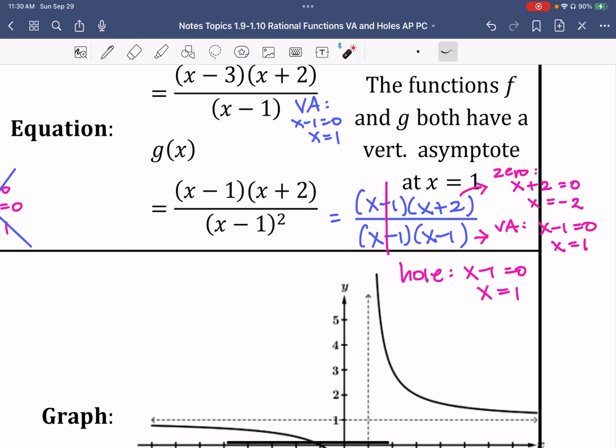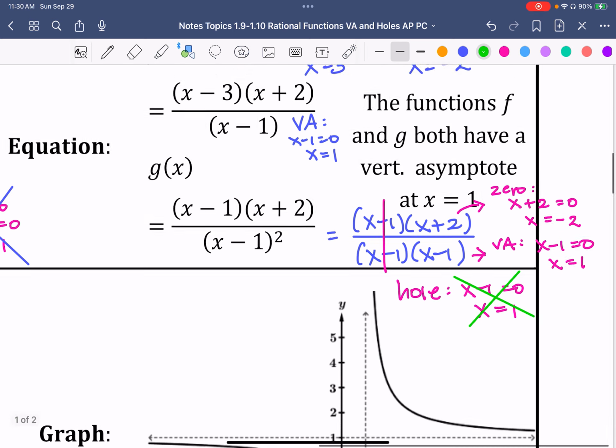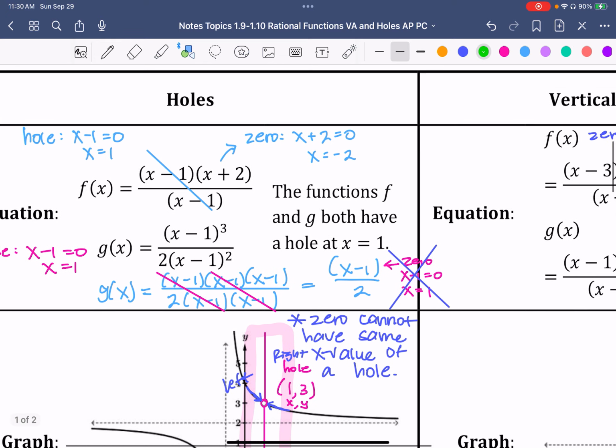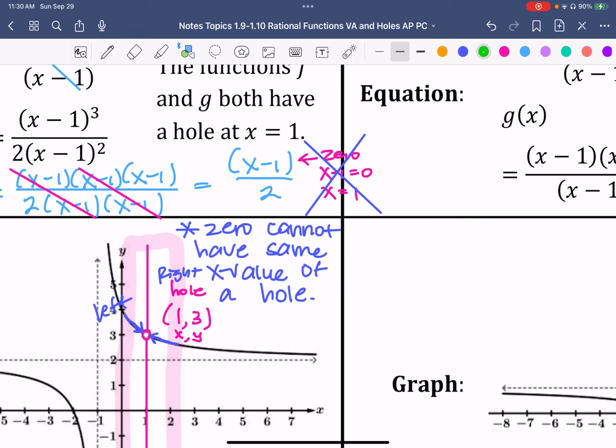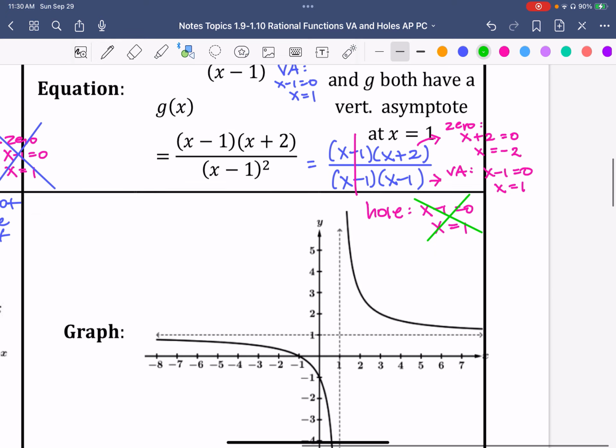Now notice that we have a vertical asymptote and a hole both at x equals 1. When that happens, it is not possible. Think of a vertical asymptote as being the strongest of all of these. It is going to completely overpower this hole, making the hole non-existent. So the same way that on this side we could not have a 0 and a hole in the same location, the same thing applies here.